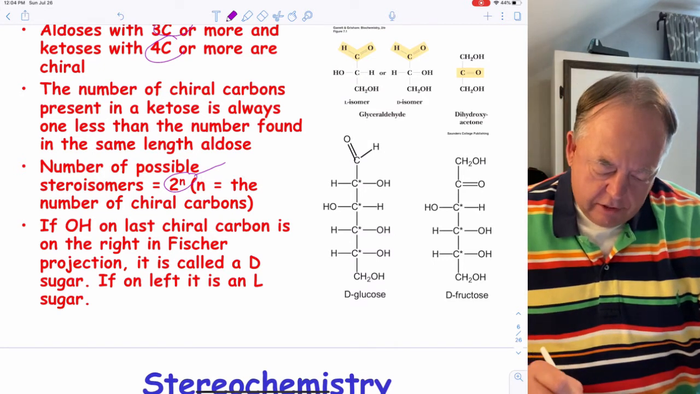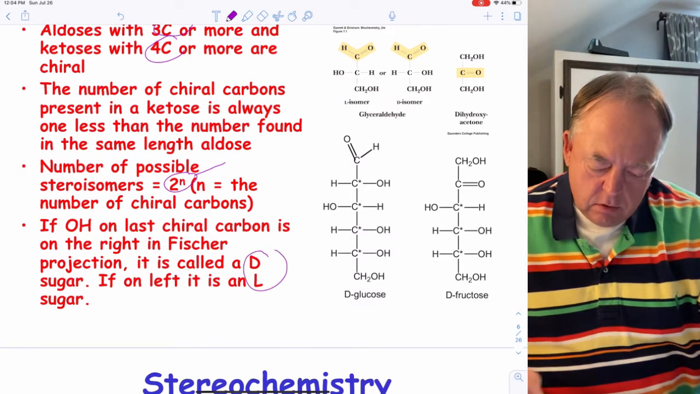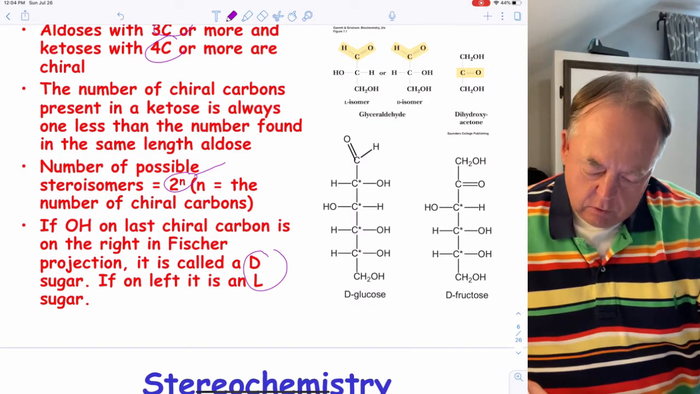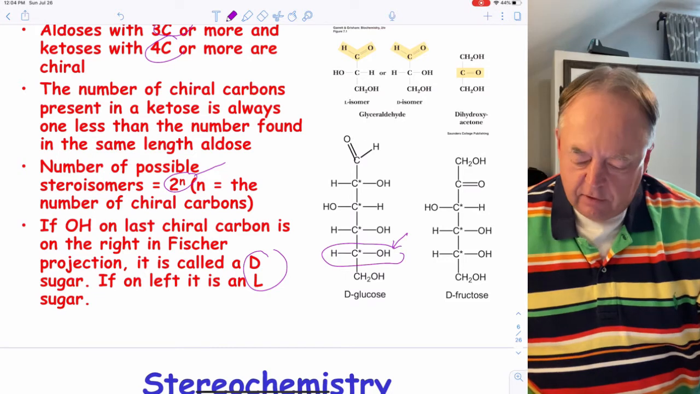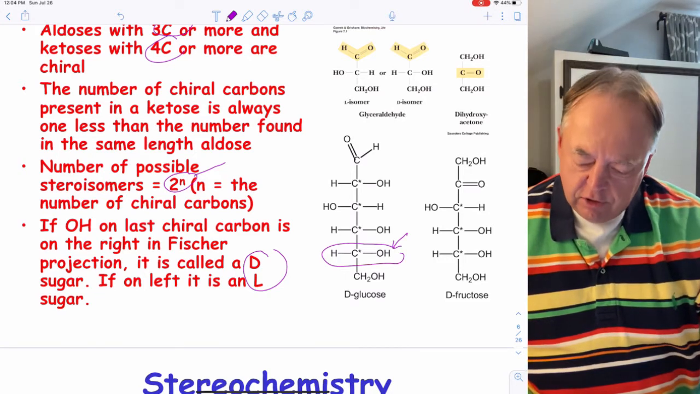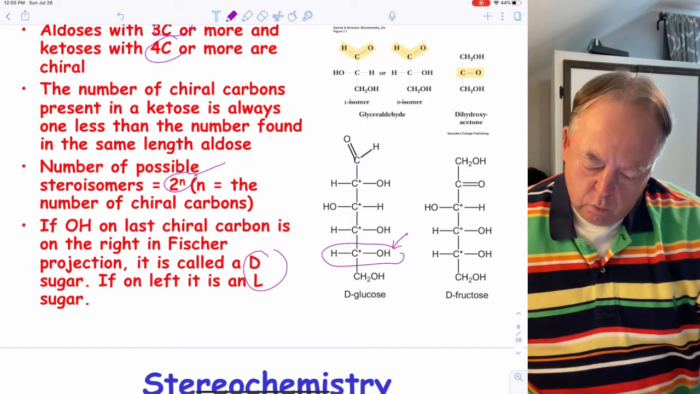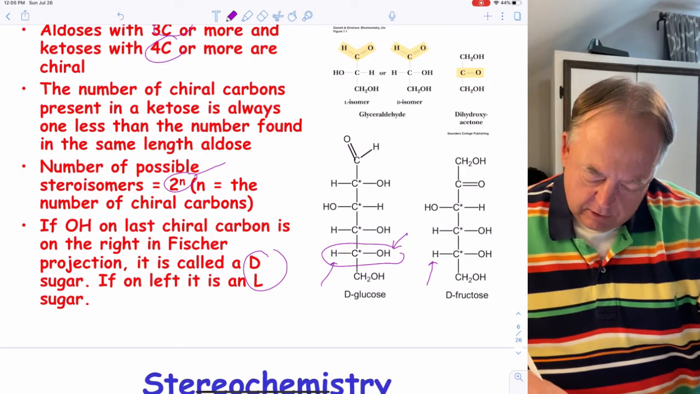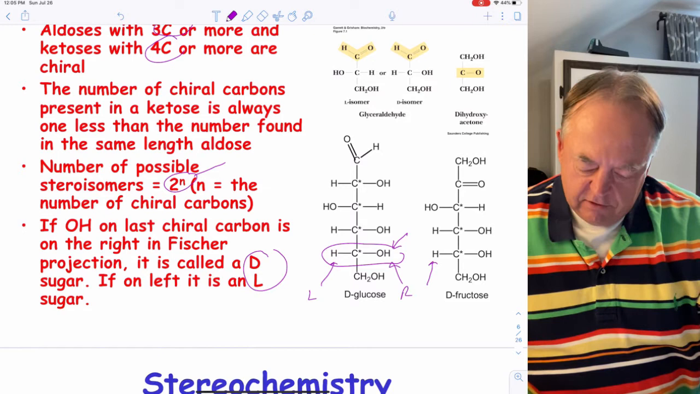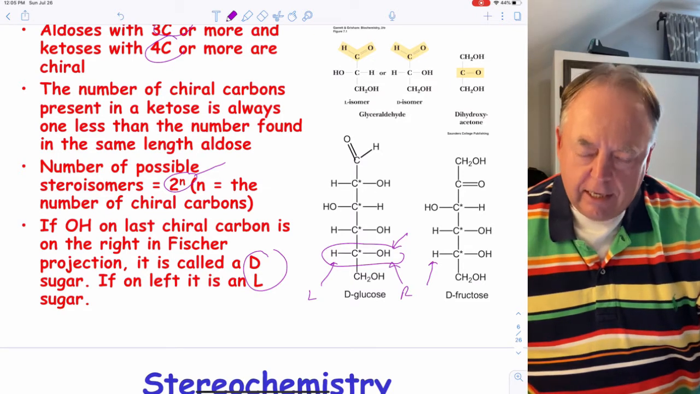One of the things to know is this D and L way to name sugars. You look at the last chiral center and look at the last OH. If the last OH is on the right, it's a D sugar. If it's on the left, it's an L sugar. If it's on the right, it's a D sugar.